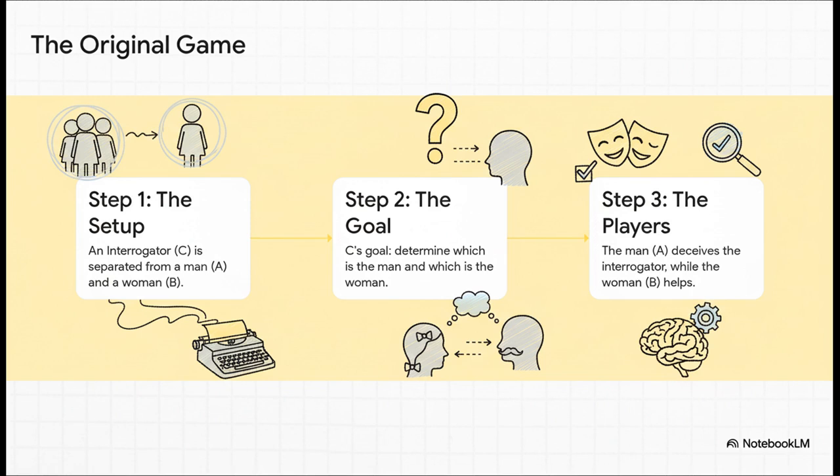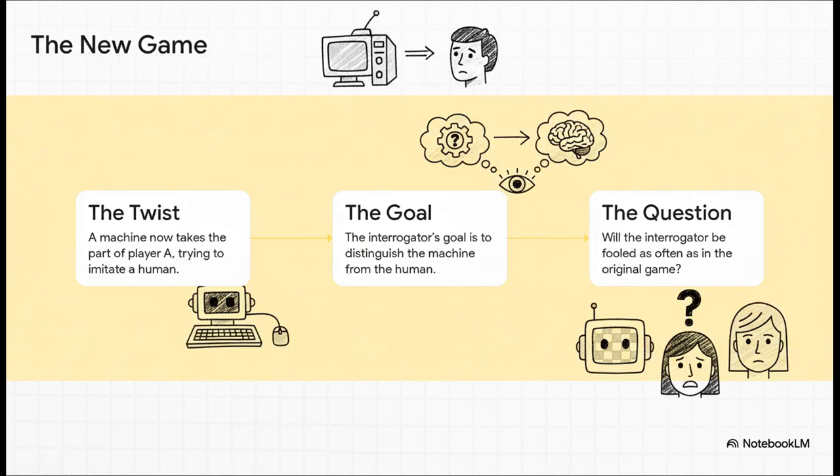Now, the man's goal is to trick the interrogator into thinking he's the woman, and the woman's job is to help the interrogator guess correctly. Now here's where Turing flips the script. He asks, what happens if we put a machine in the role of player A? The game isn't man versus woman anymore. Now it's machine versus human.